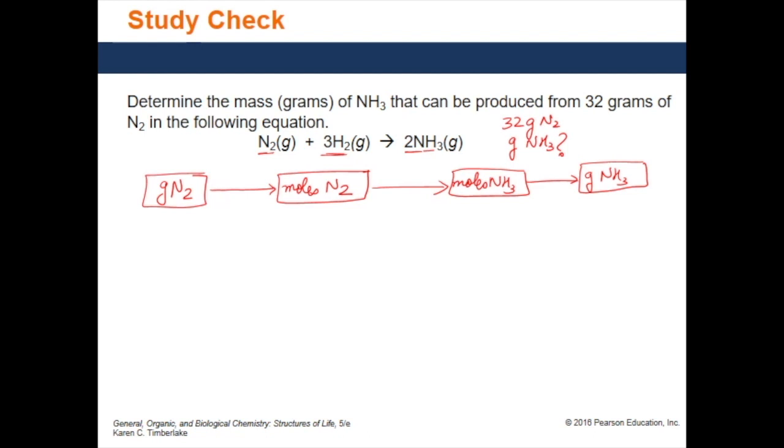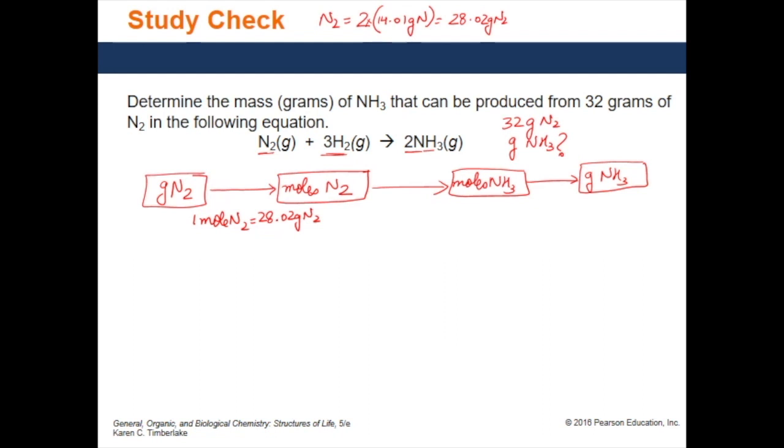Okay, what are the conversion factors for each? Grams of nitrogen to moles of nitrogen, we need molar mass. What is the molar mass of nitrogen? Nitrogen consists of 2 atoms of nitrogen. So 2 times 1 atom of nitrogen from the periodic table weighs 14.01 grams. That would essentially give you 28.02 grams of nitrogen. So our conversion factor here is 1 mole of nitrogen is 28.02 grams of nitrogen.